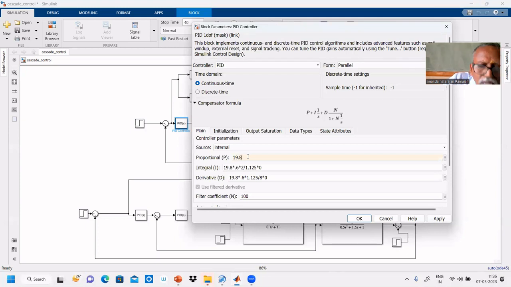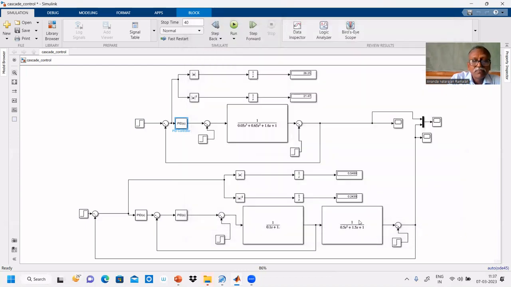For a PID controller, it should be multiplied by 0.6. The ultimate period is 1.125. This has to be divided by 2. That's why KI is 19.8 multiplied by 0.6 multiplied by 2 divided by 1.125. KD is 19.8 multiplied by 0.6 multiplied by 1.125 divided by 8. So that is given.